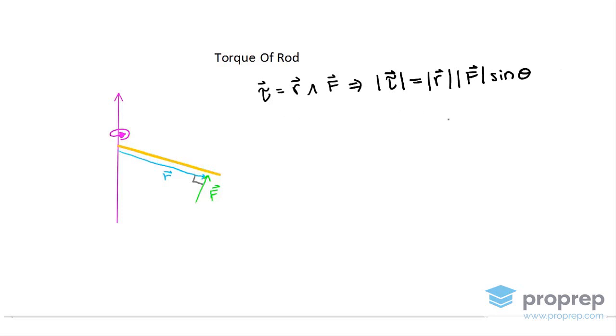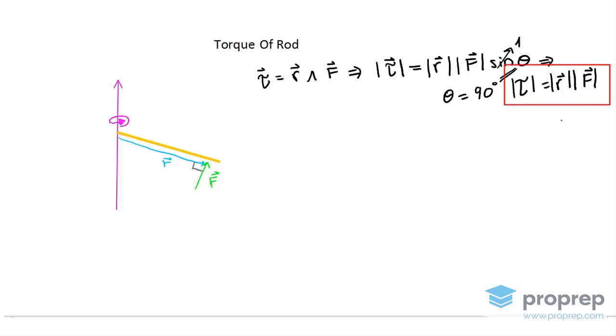Here, in this case, our theta is equal to 90 degrees, because we see it's at 90 degrees to the radius. Therefore the size of our tau will equal the size of r times the size of F, because sine theta will be equal to 1. So now what we've figured out is the size of our torque.